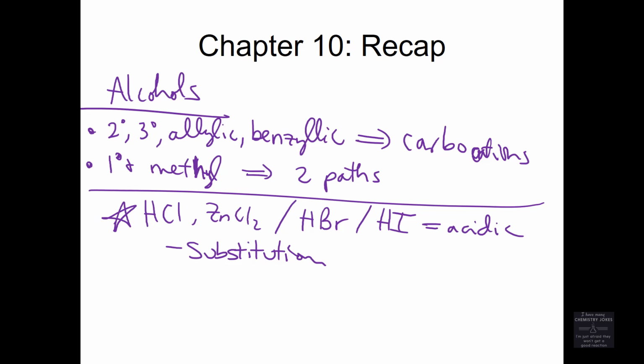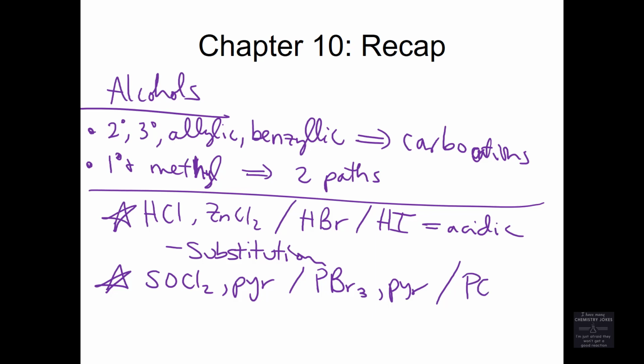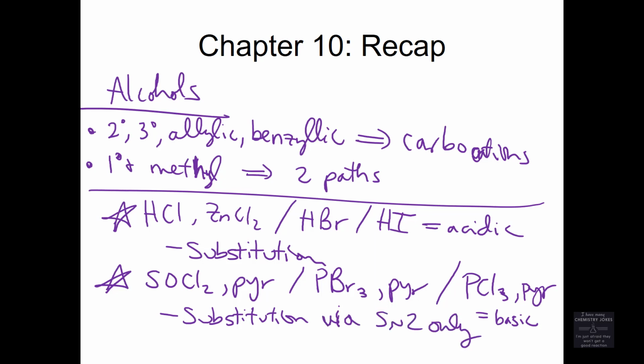If you add reagents like SOCl2 with pyridine, PBr3 with pyridine, or PCl5 with pyridine, those are basic conditions. That changes the way things work. You do substitution via SN2 only. The acidic reagents do SN1 and SN2 depending on the substrate you've got. But SOCl2, PBr3, and PCl5 do substitution via SN2 only. Acidic versus basic, you change the way that thing works a bit.